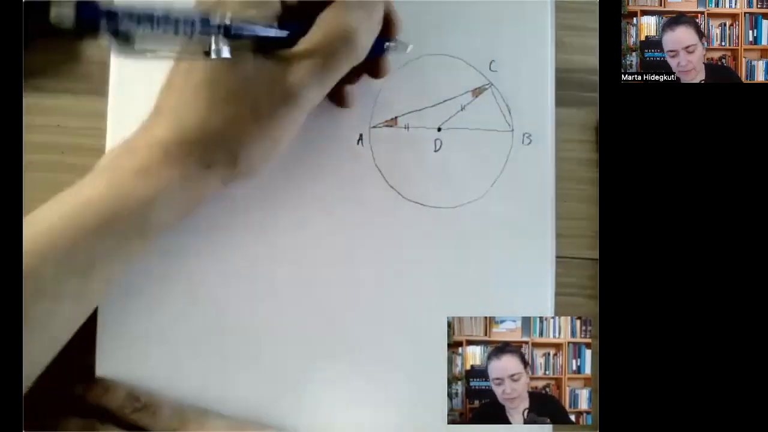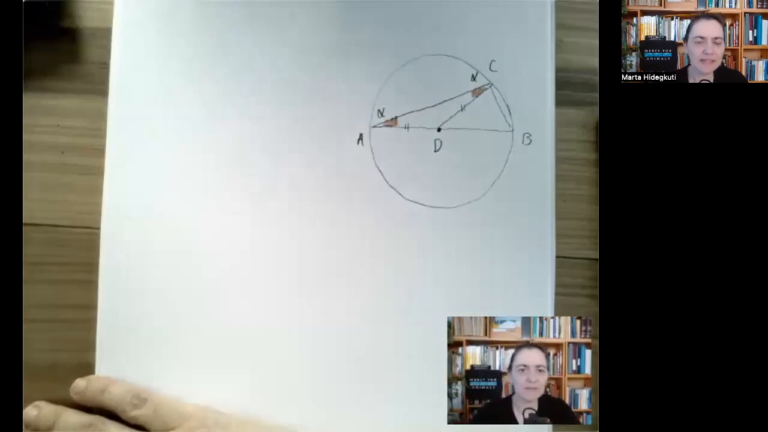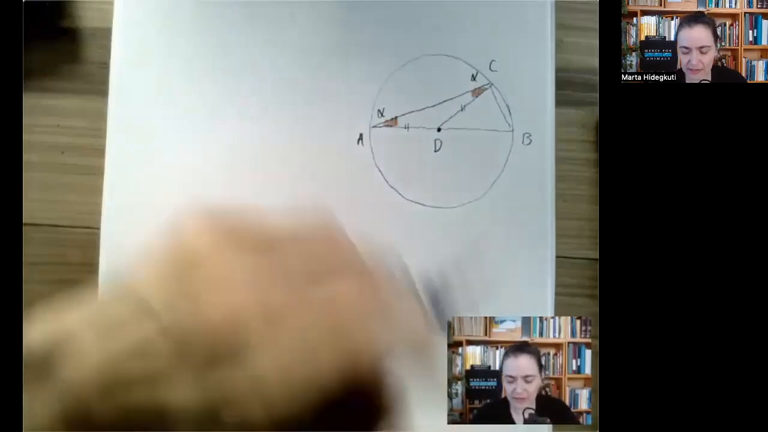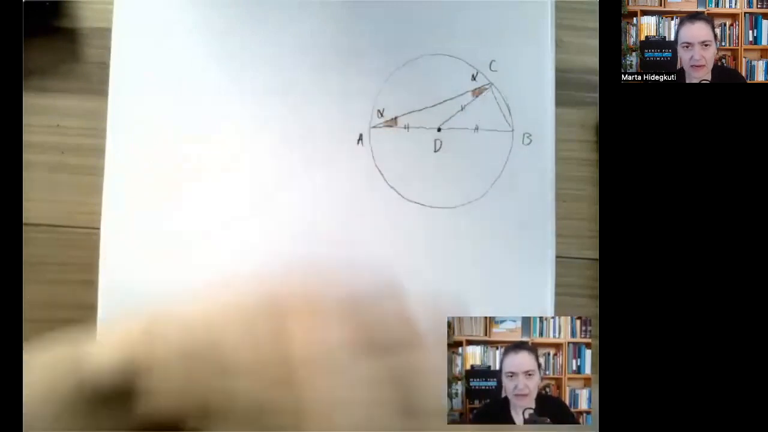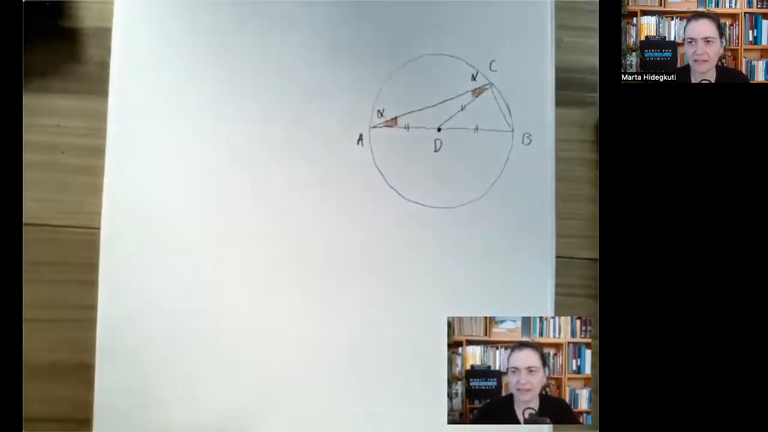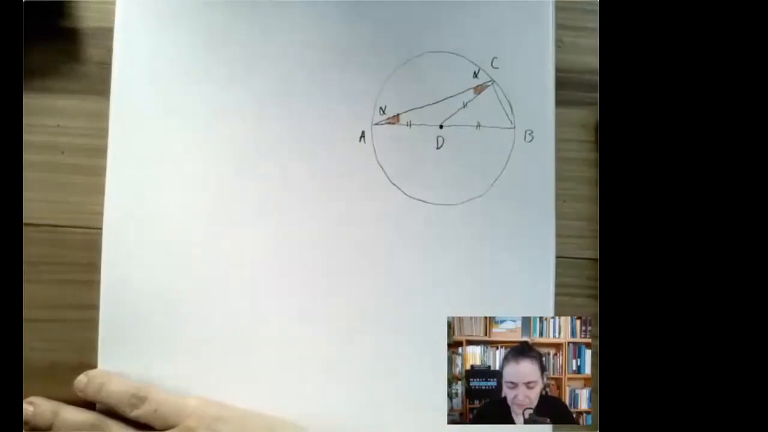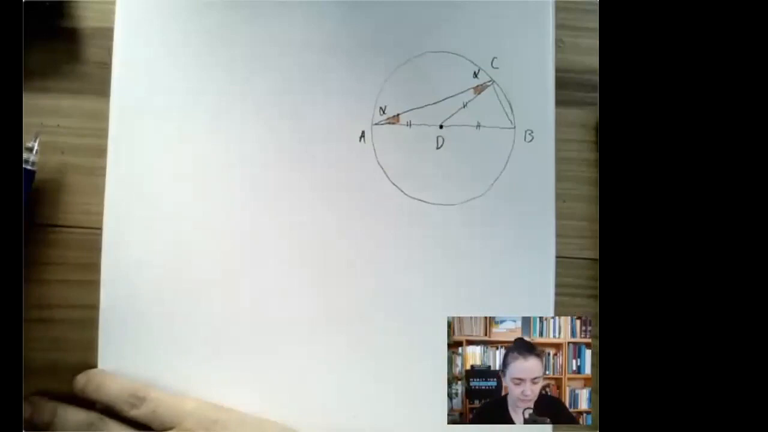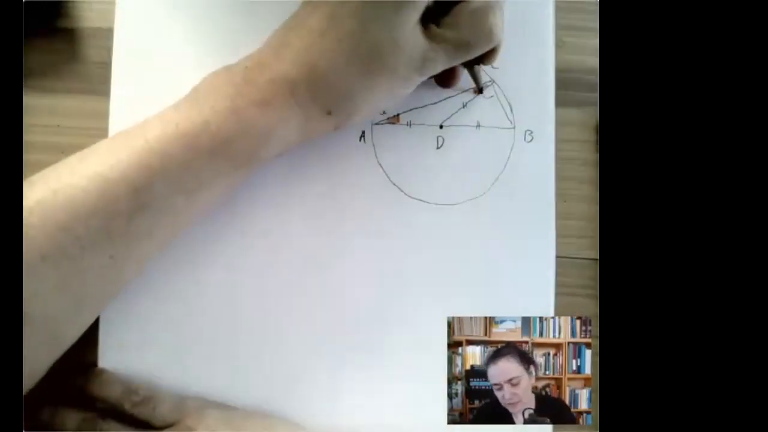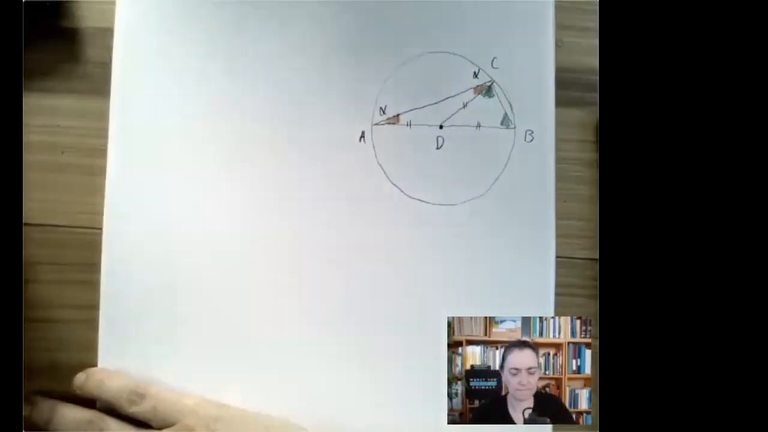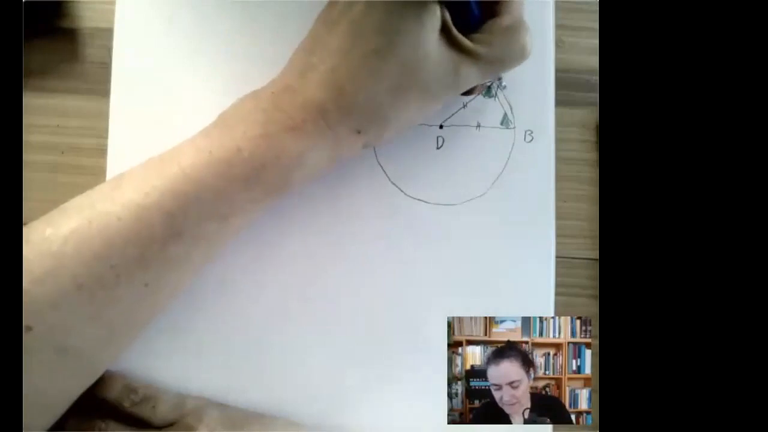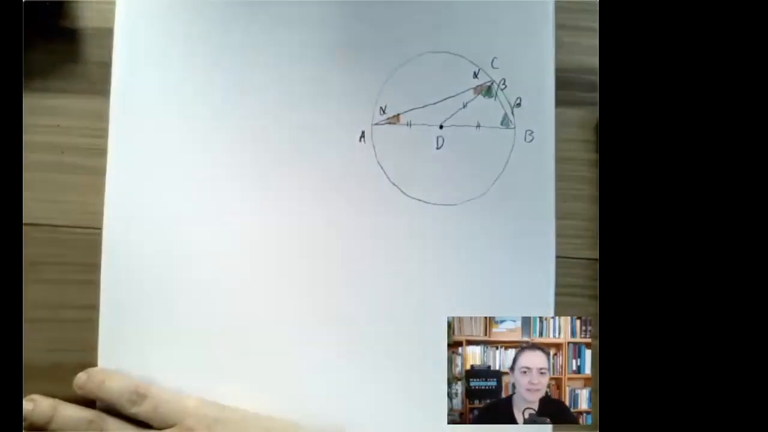Let's call them alpha. We're going to make the same argument for triangle CDB. Line segments DB and DC are equally long because they are radii in the same circle. And therefore, triangle DBC is isosceles. And therefore, the angles opposite the equal sides are also equal to each other. Let's call those beta. Nothing earth-shattering happened so far, right?